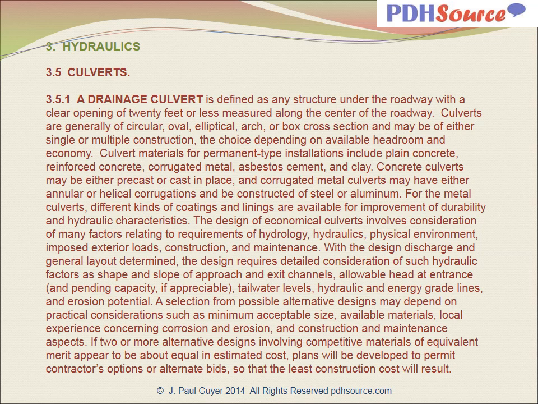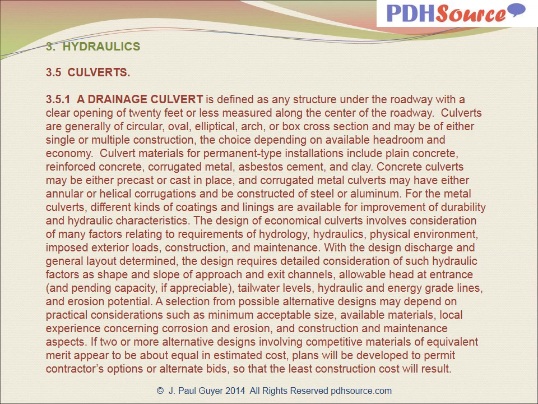Culvert materials for permanent type installations include plain concrete, reinforced concrete, corrugated metal, asbestos cement, and clay. Concrete culverts may be either precast or cast in place. Corrugated metal culverts may have either annular or helical corrugations and be constructed of steel or aluminum. For metal culverts, different kinds of coatings and linings are available for improvement of durability and hydraulic characteristics.